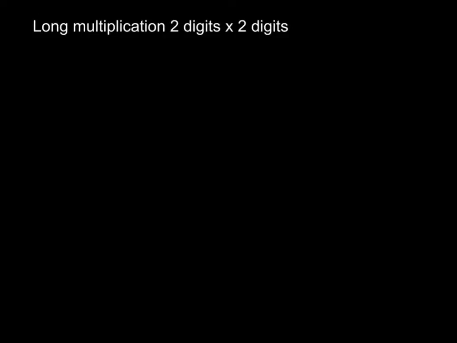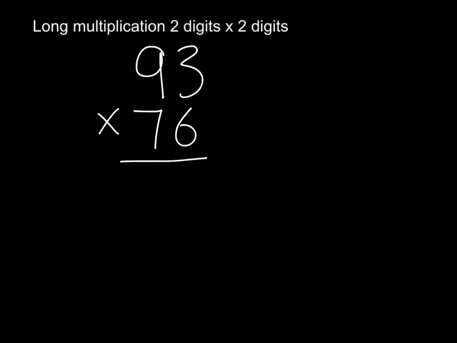So, long multiplication, 2 digits times by 2 digits. We're going to do 93 times by 76. Draw the line underneath, and the first bit we're going to do is multiply the 6 by that 93. And so I remember which bit I'm going to do, I'm going to write down by the side 6 times by 93.